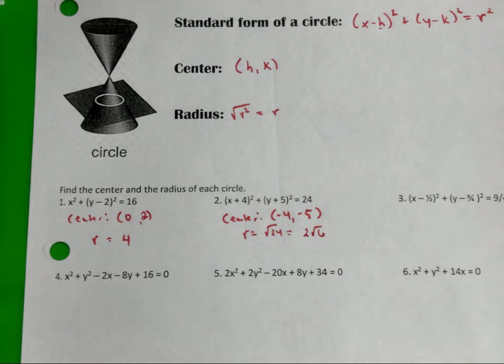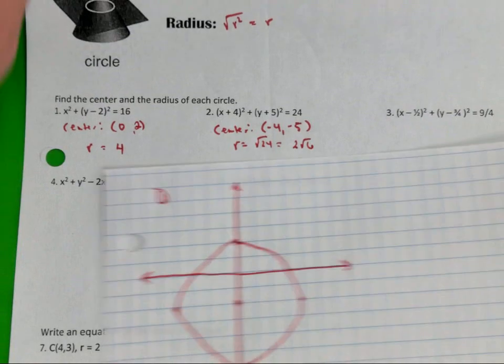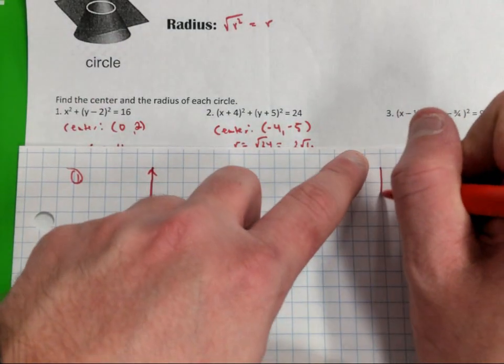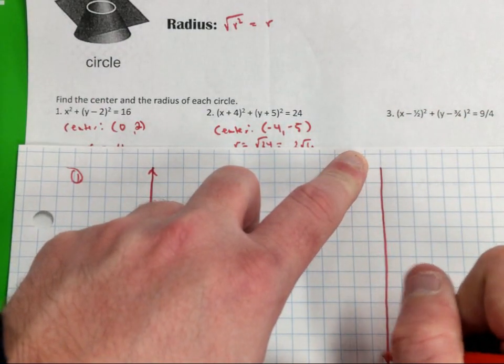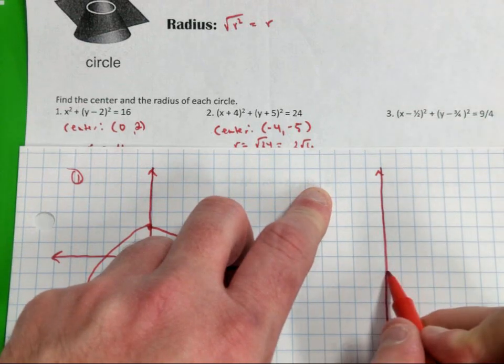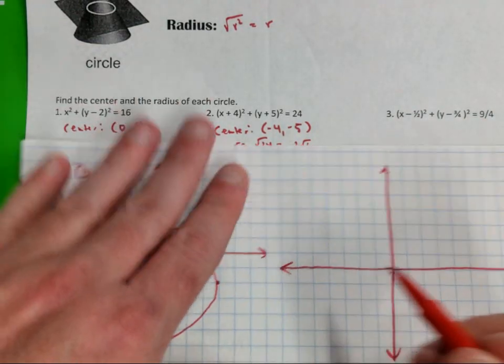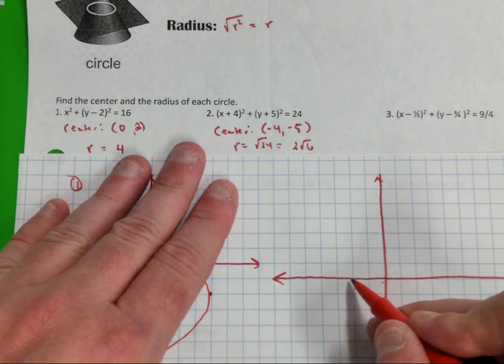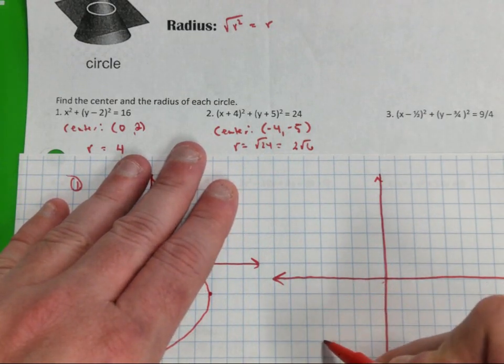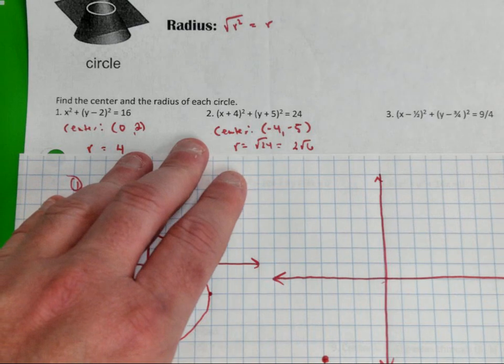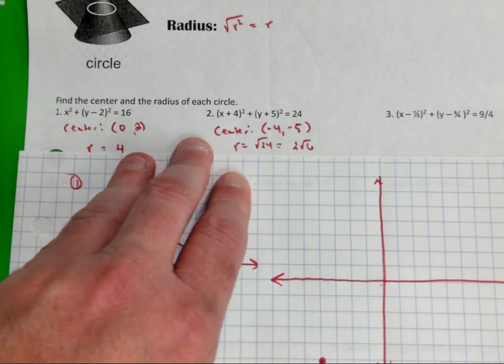You said, Mr. Chester, how would you graph that? That's a good question. Let's go over here. My center is negative 4, negative 5. 1, 2, 3, 4. 1, 2, 3, 4, 5. Okay, somebody type in your calculator square root of 24.